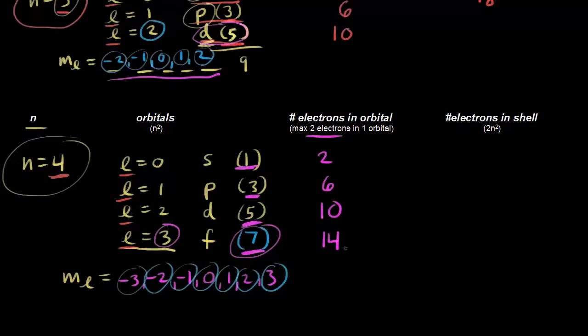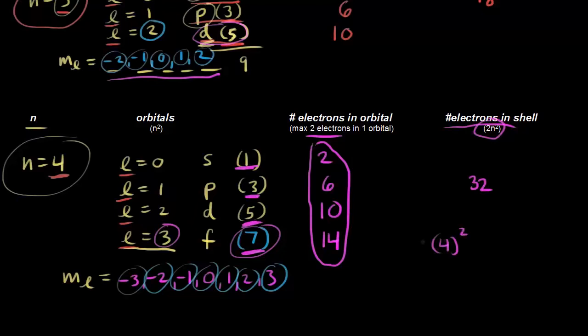All right, what's that total? So we add all those up. So 2 plus 6 plus 10 plus 14, that's 32. So there are 32 electrons in the 4th energy level. And once again, we could have used our formula here. So 2n squared. When n is equal to 4, we square that and we get 16. Multiply that by 2 and we get 32.